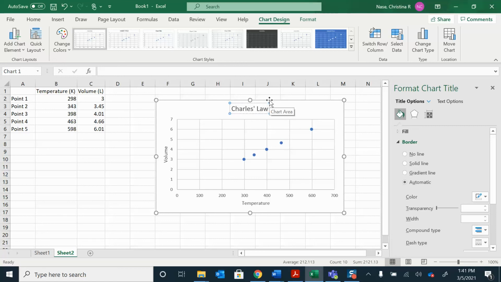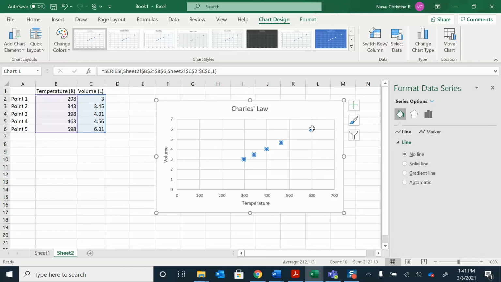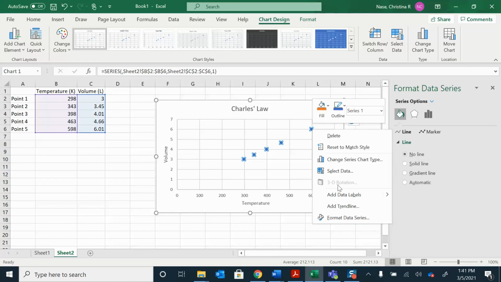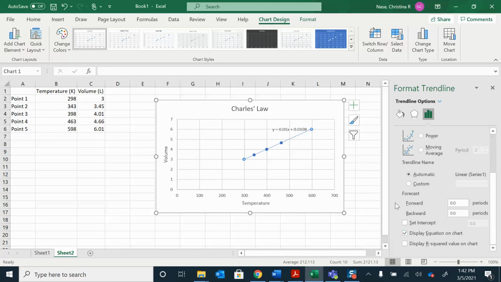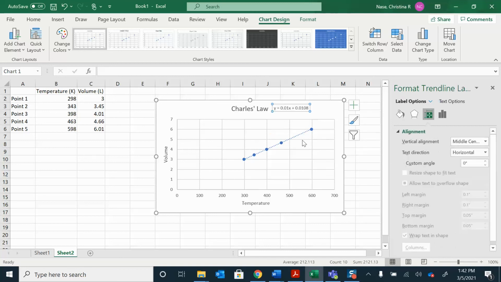Charles' Law. If I wanted to add a trend line, I left click, then I right click on this and add my trend line and then display my equation on the chart. Boom. And then there's just a couple other questions to answer after that. So you can kind of walk through those questions. Gotta hope that these Excel tables are getting a little bit easier.